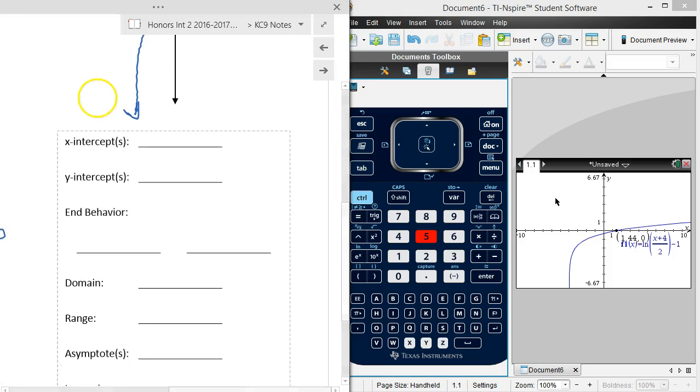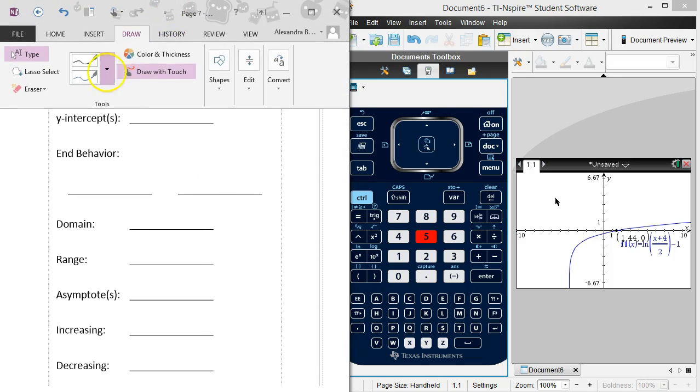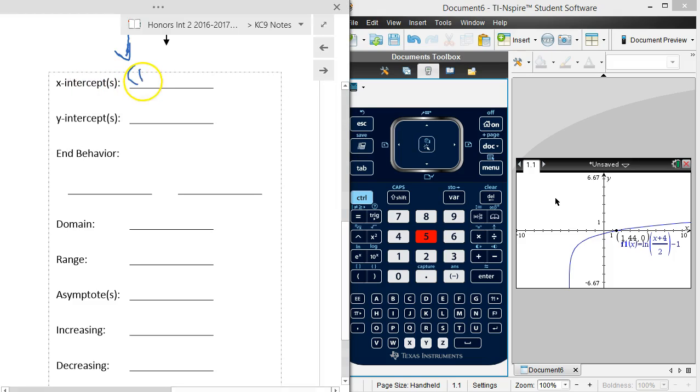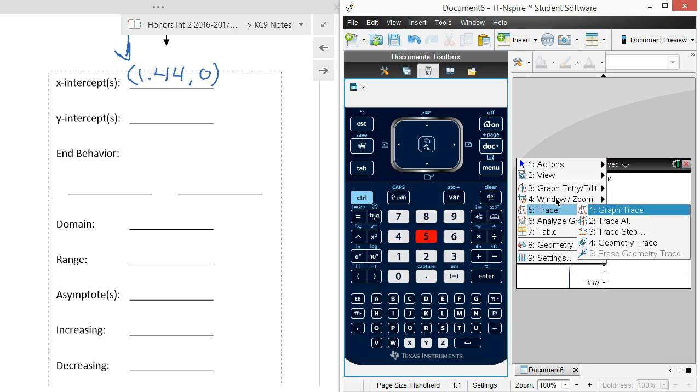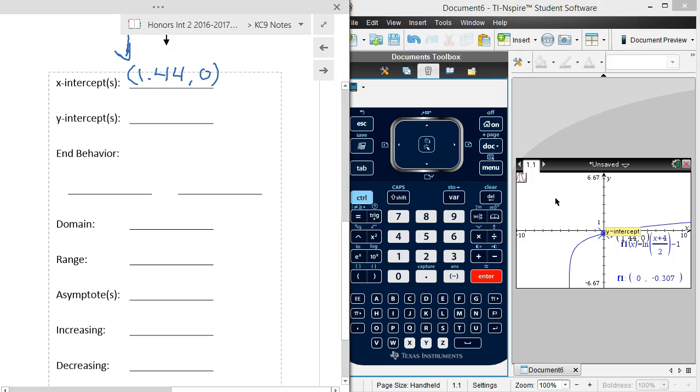So let's figure out my properties. My x-intercept, you can see it's already actually given to you there. It says 1.440. Sometimes when you don't change to a new graph, it'll keep the features on the graph. It's kind of nice, not always, though. At 1.440. I want to find my y-intercept, so I'm going to use graph, trace, 0, 0, point negative 307.